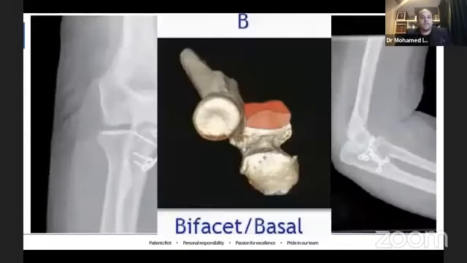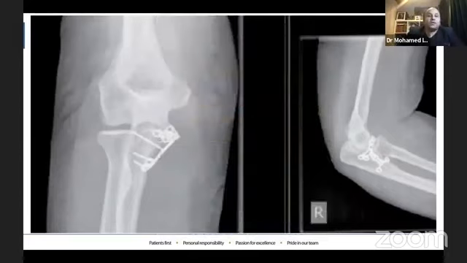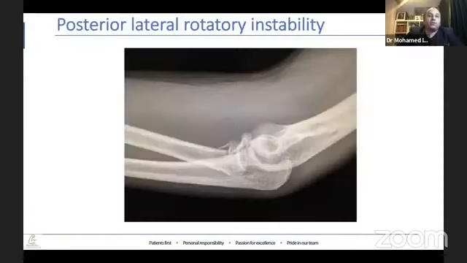If the coronoid fracture actually extends into the other facet, you must fix the coronoid, because that's now type B, which is the bifacetal variation, because the residual instability here will result in stiffness. And of course, we'll discuss the algorithm for treatment later on. So what do we do in these?